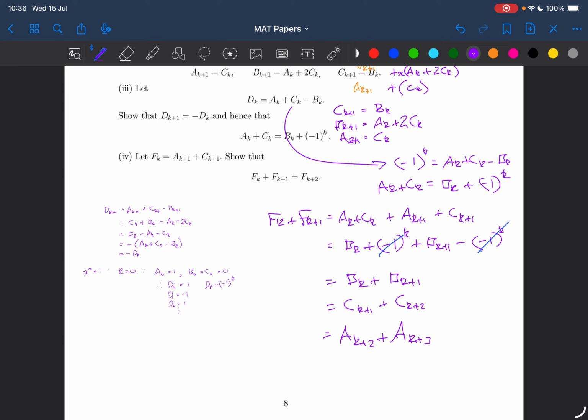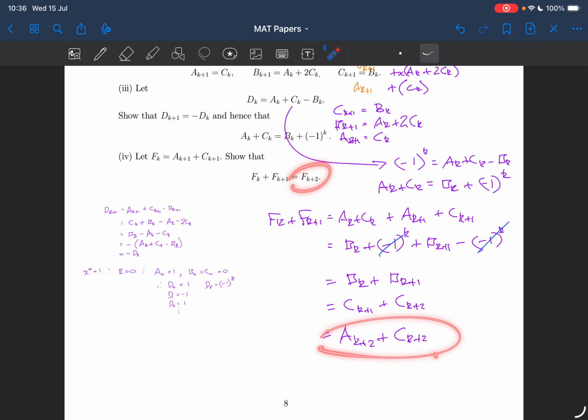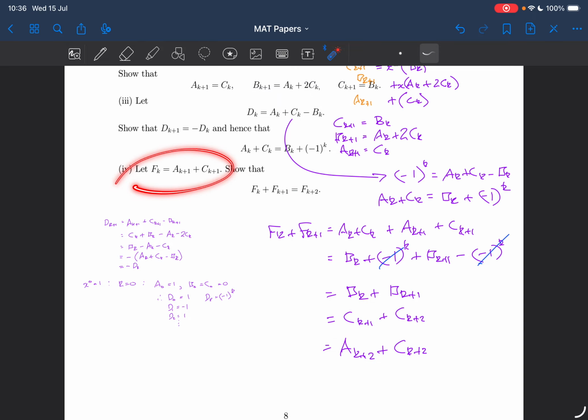I don't want that though. Let's leave the c as it was, so c_{k+2}. And now everything's in k plus 2, which is good, and we want k plus 2. Everything there is k plus 2. F, we were told, is just a plus c, isn't it? So we're done. This is f of k plus 2.